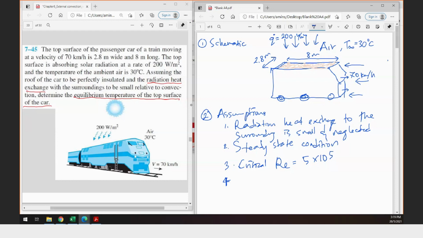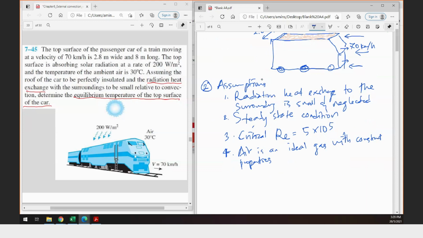Air is an ideal gas with constant properties. Normally we use constant properties because we want to say that the value of the properties will not change from time to time, even though the pressure and temperature will be slightly different due to the unsteady situation.